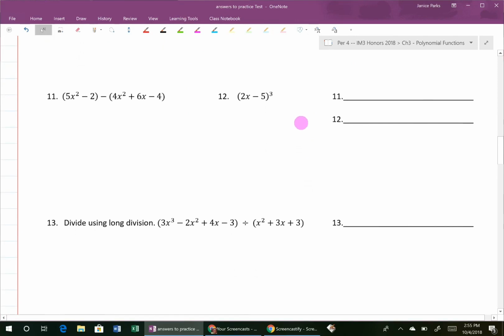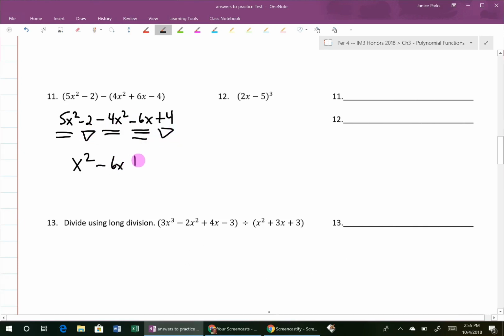For the next part, this is just subtraction. So this distributes, so I get 5x squared minus 2 minus 4x squared minus 6x plus 4. So go in order. That's x squared, then the x term, and then the numeric values. So that's plus 2. So x squared minus 6x plus 2.